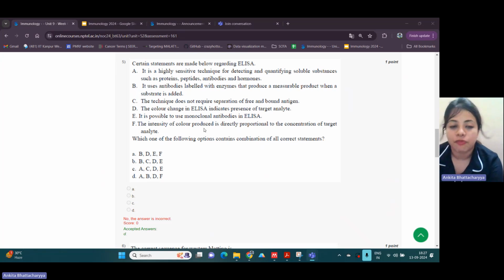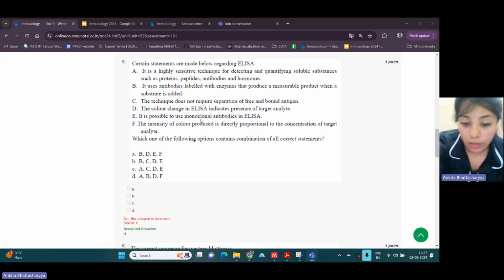is what you monitor. Then in F, the intensity of color produced is directly proportional to the concentration of the target analyte. How intense is the color which you are getting in this case? That will be proportional to how concentrated the target analyte actually is. So based on that, our correct statements eventually come down to A, B, D, and F. So these are our correct statements, and therefore the correct option.